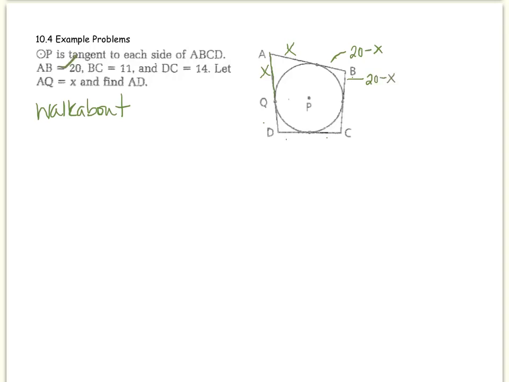Now, we've taken care of the 20. So BC is 11. So this segment here is 11 minus the segment above, which is 20 minus x. So be careful distributing your negatives here. This is 11 minus 20 plus x. So this becomes x minus 9. That's true over here as well. Oops, that should say x minus 9.